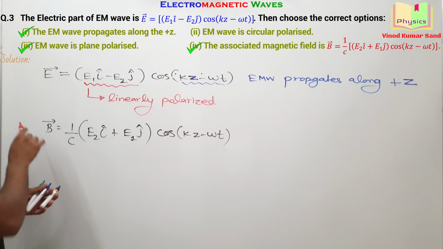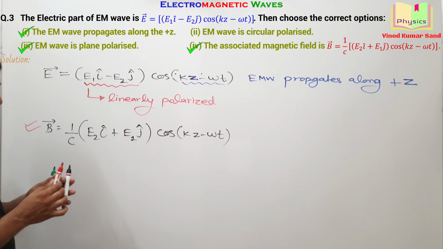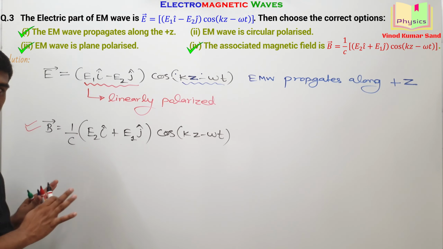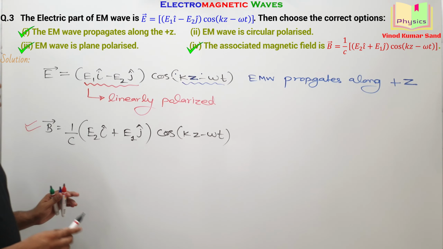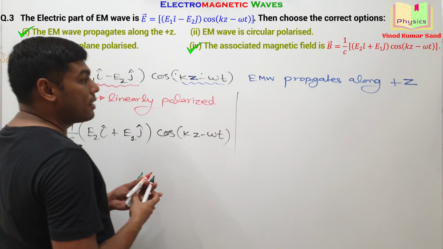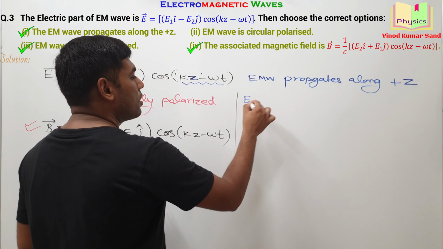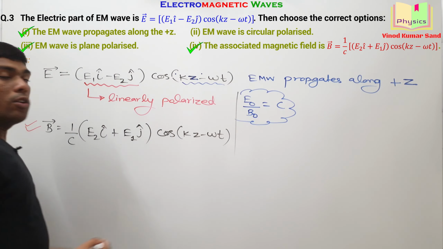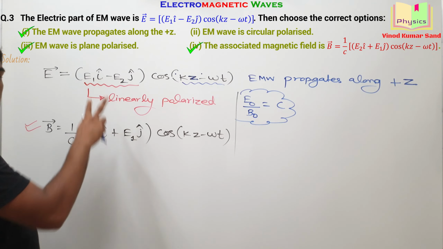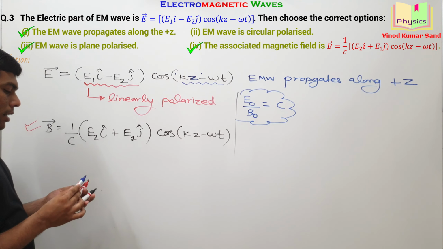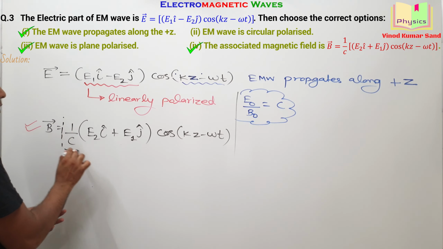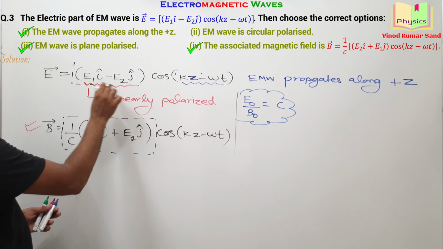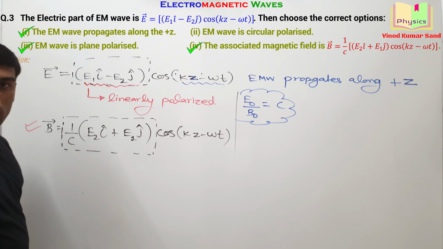Now why have I chosen only this expression for B? I have a few tests. Through them we can be sure that this is the correct expression of B. Number one, we know one formula that E naught by B naught is always equal to c. Do you remember? E naught is the amplitude of the electric field, B naught is the amplitude of the magnetic field. So from this part we can obtain the B naught. From this part we can obtain the E naught.